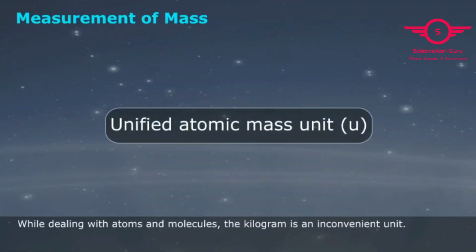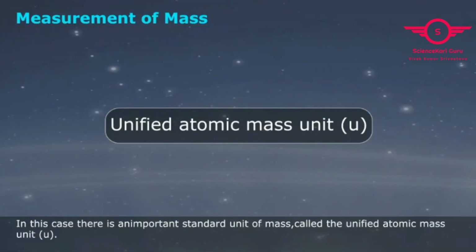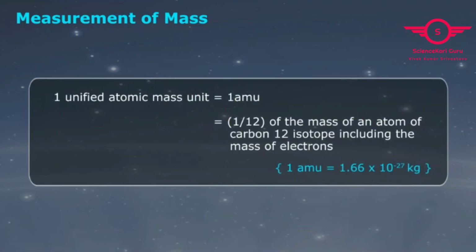While dealing with atoms and molecules, the kilogram is an inconvenient unit. In this case, there is an important standard unit of mass called the Unified Atomic Mass Unit, u, which has been established for expressing the mass of atoms. One unified atomic mass unit, 1 amu, is equal to 1/12th of the mass of an atom of carbon-12 isotope, including the mass of electrons, which is equal to 1.66 × 10^-27 kg.